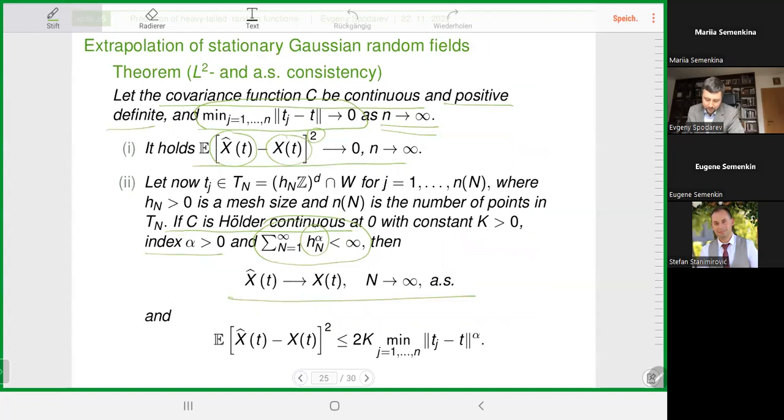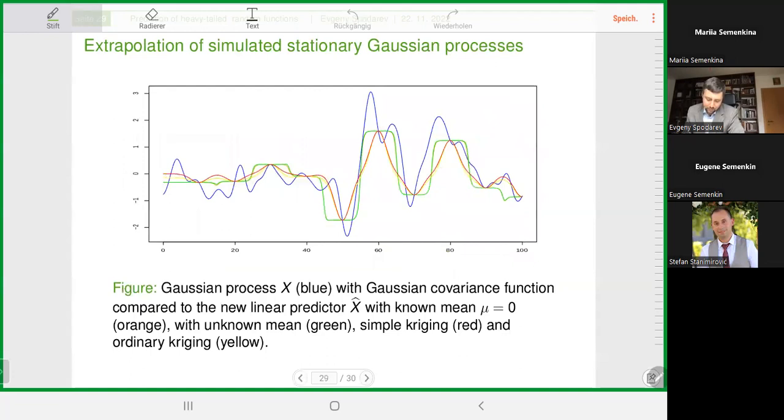Okay. And now the last slide will be about the comparison between different methods. We can extrapolate the Gaussian process, which is in blue, with the Gaussian covariance, using the following methods: the simple Kriging, which is in red, ordinary Kriging, which is in yellow, and our method, which assumes the mean to be known, in orange, or unknown, in green. And you see that our method differs from simple Kriging and ordinary Kriging. This is understandable because we actually have law-preserving prediction.